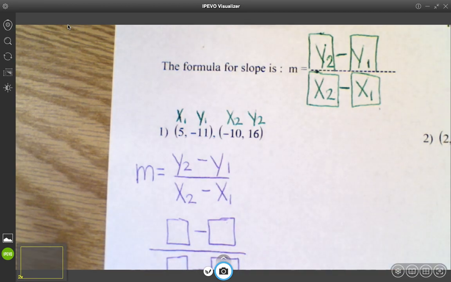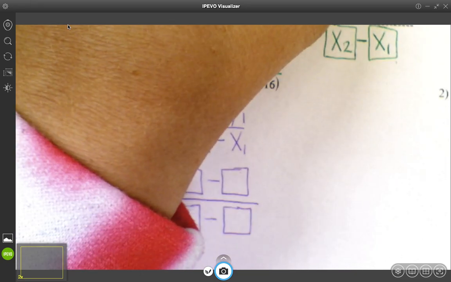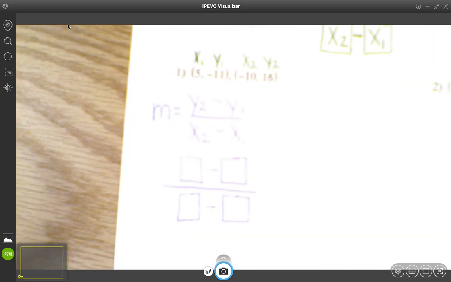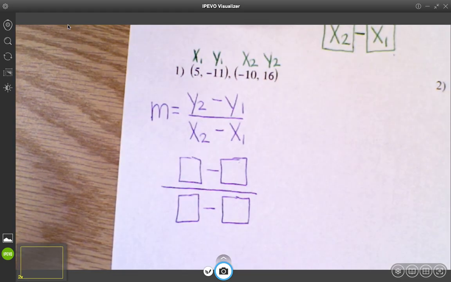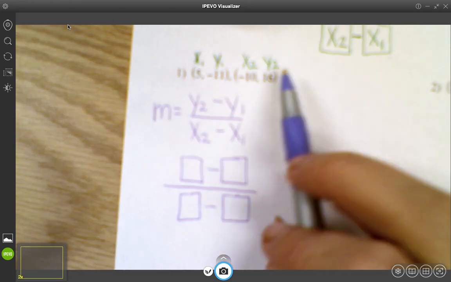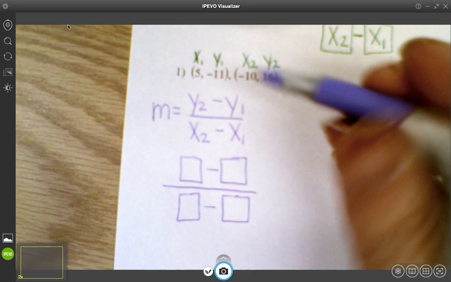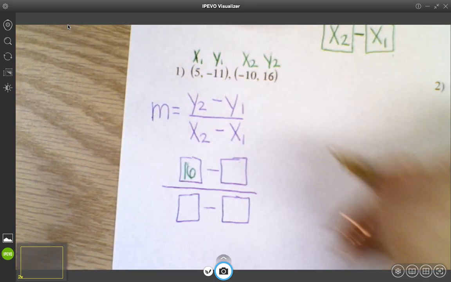All right, so the first point that goes in, oh, I'm going the wrong way. My bad. All right, so the first one I'm plugging in, is it focusing? Here we go. All right, y2 is my first number. My y2 is 16, so my 16 is going in right here.